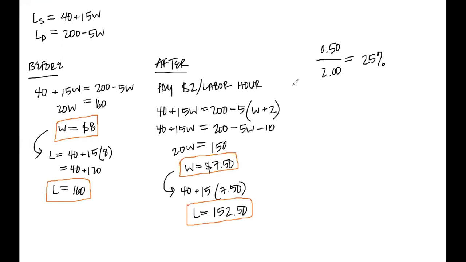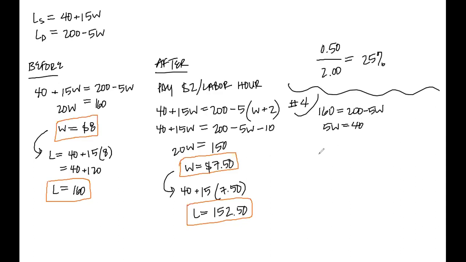I should be able to fit it on here. So this is for the new one, number 4, in this corner. The labor demand equation hasn't changed, but the labor supply equation has. Before we had 160 equals 200 minus 5W. We can solve for W by adding 5W to both sides and then subtracting 160 from both sides, and we get an equilibrium wage of $8.